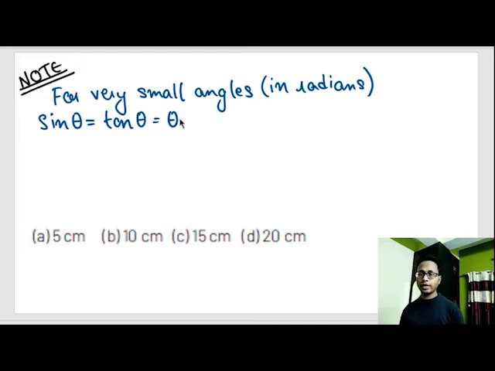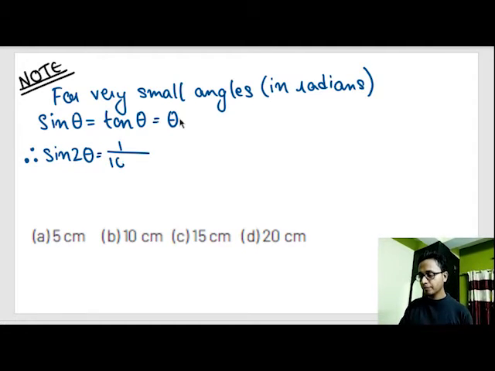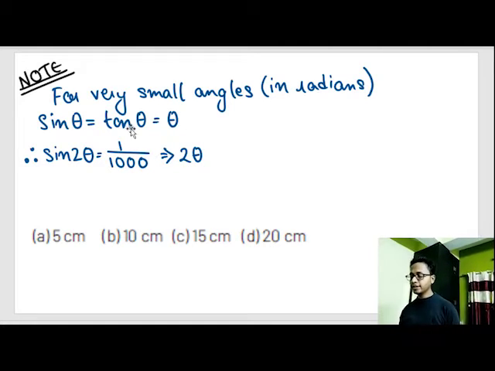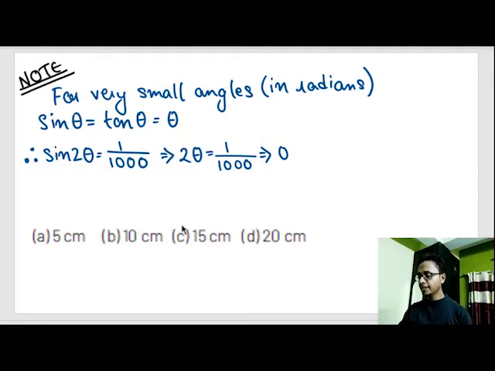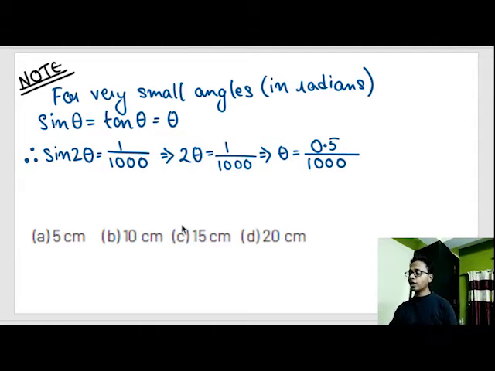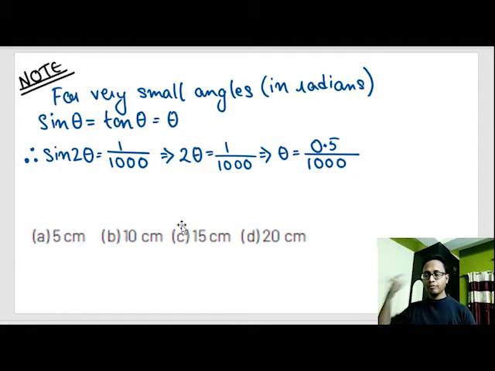Now from our solution, sine 2 theta was equal to 1 by 1000. Because sine theta is equal to theta, I replace sine 2 theta by 2 theta, which is equal to 1 by 1000, or theta is equal to 0.5 divided by 1000. Sir, why not 1 by 2000? We'll understand in a little bit, because it will be easier to compare.